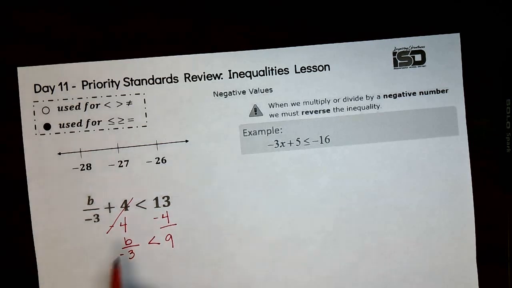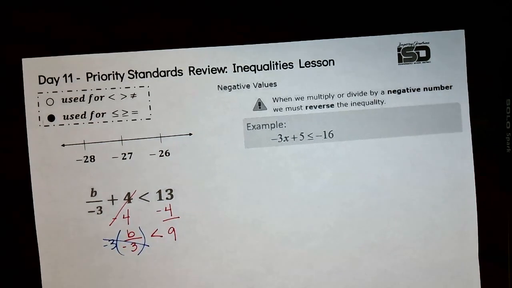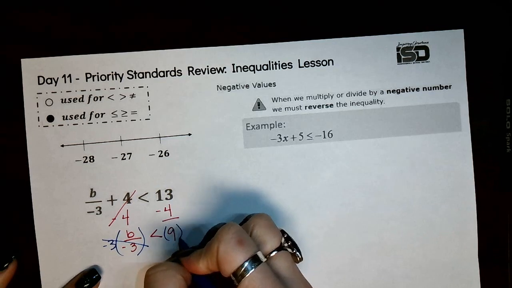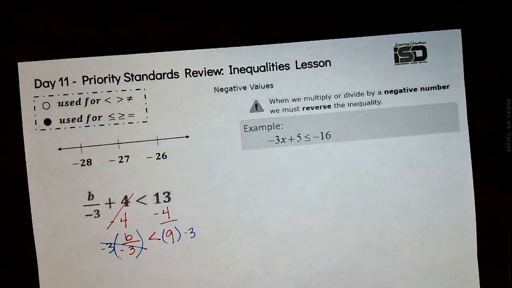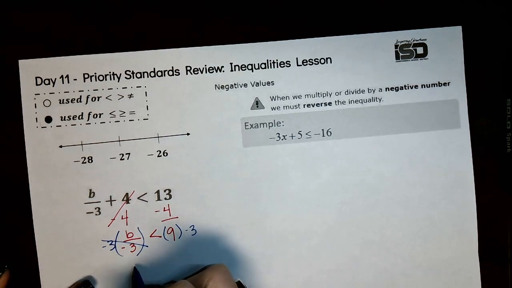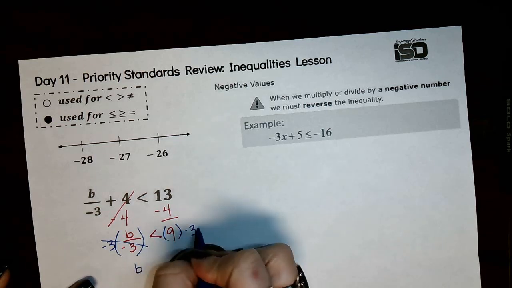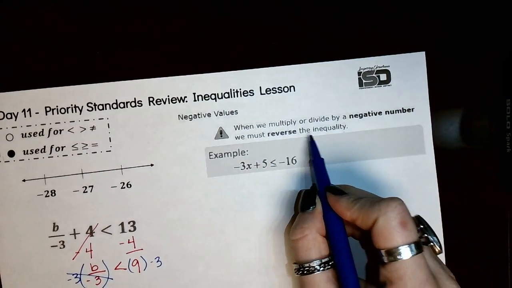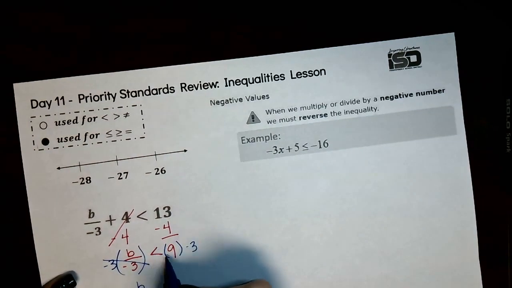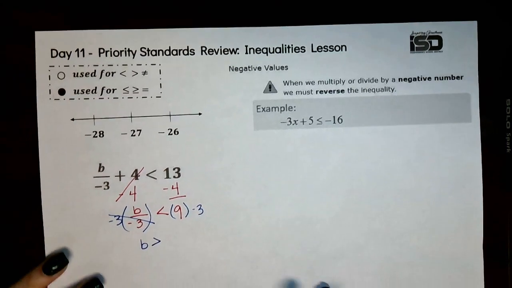Now from here, again, we're trying to get b by itself. So we're going to multiply by this negative 3, which will cancel here, and then you will do it again on the other side. Multiplying, remember that's what the parentheses mean, multiply by negative 3. So now I have b is, and notice I multiplied by this negative. When we multiply or divide by a negative number, we must reverse the inequality sign. Currently we have less than, so because we're multiplying by this negative, it'll become greater than.